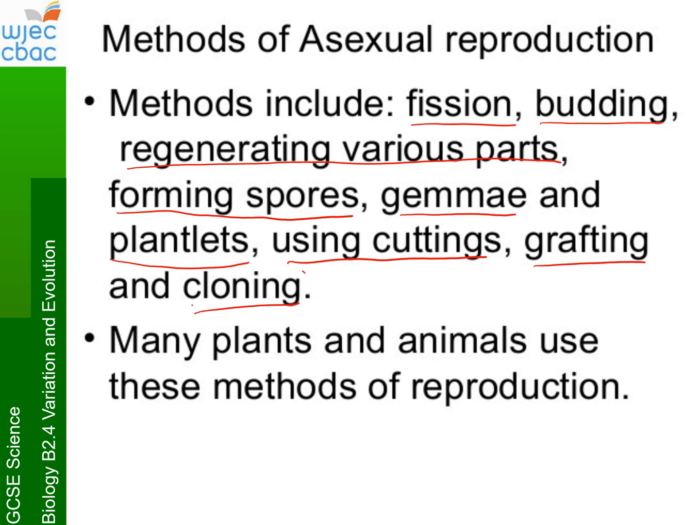Now, we're going to have a completely separate lesson for cloning, but many plants and animals use these methods of reproduction. Sometimes they use both asexual reproduction and sexual reproduction to maximize their chances of increasing their numbers, because that is the whole point of reproduction, to increase their numbers and ensure that their species survives.